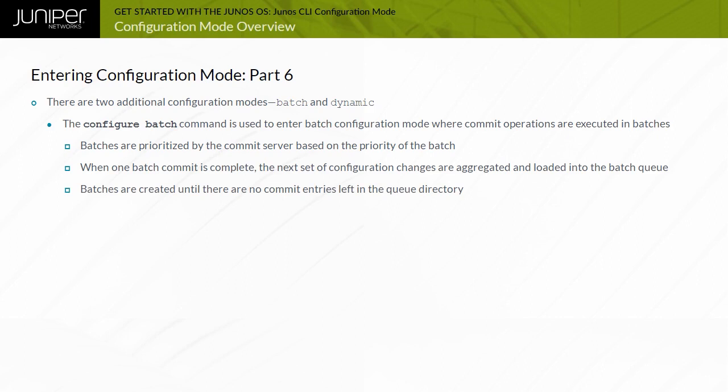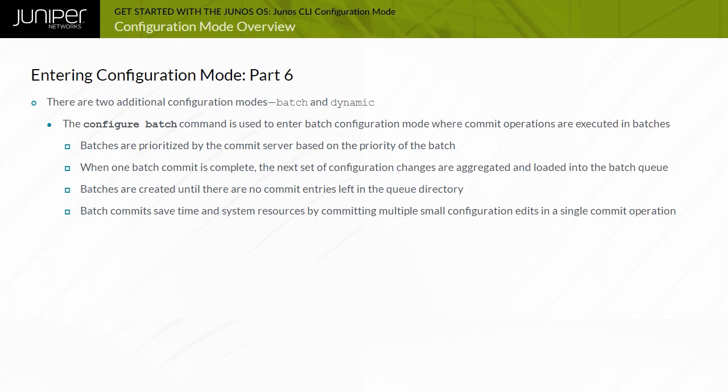When compared to the regular commit operation, where all commits are committed independently and sequentially, batch commits save time and system resources by committing multiple small configuration edits in a single commit operation. The commit server properties can be configured at the edit system commit server hierarchy level.